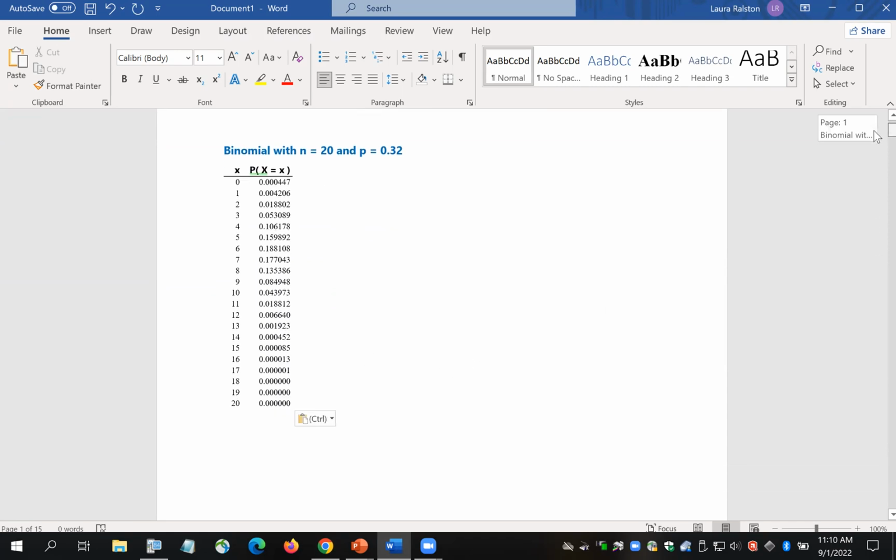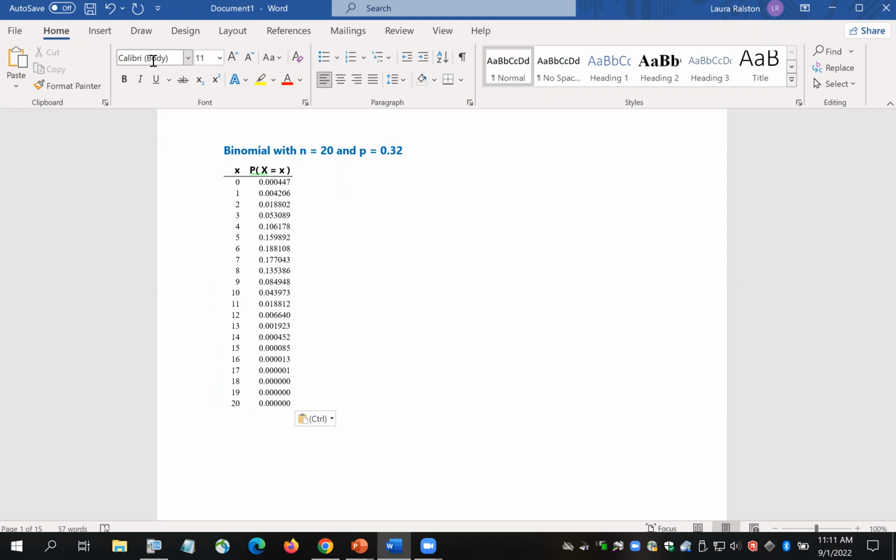Okay, so here's our table. It labels it binomial, so we know we've done binomial with n equal to 20 and a probability of success of 0.32. And then Minitab has calculated using the formula the probability for 0 all the way to 20.